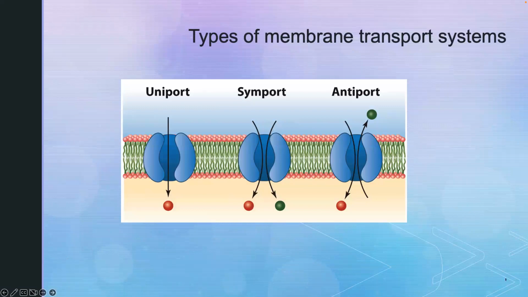There are also different types of membrane transport systems. You can have a uniport, which is the movement of one molecule independent of other molecules. You can have a symport, which is when two molecules move in the same direction through a protein channel. And you can also have an antiport, which is when you have the movement of two molecules in opposite directions through a protein channel.